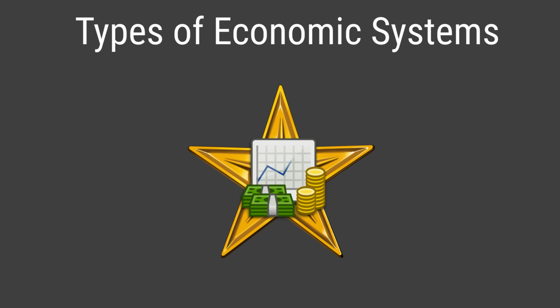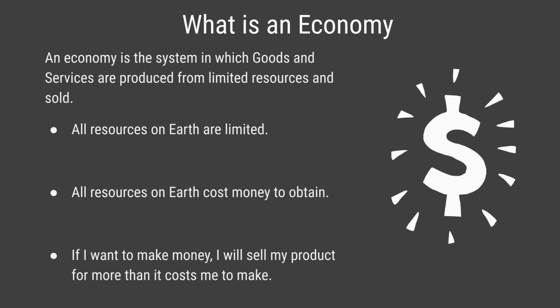Hello everyone, Mr. Tanner again, and this time we're going to be looking at types of economic systems, and then also specifically what type of economic system exists in Canada. Again, it's always good to start with some definitions. So first, what is an economy? Well, an economy is a system in which goods and services are produced from limited resources and then sold.